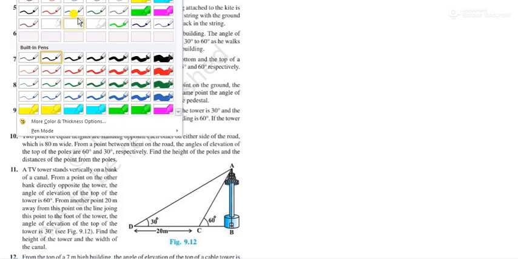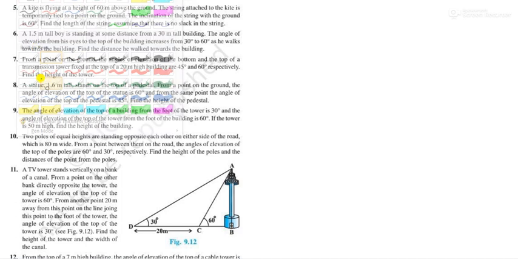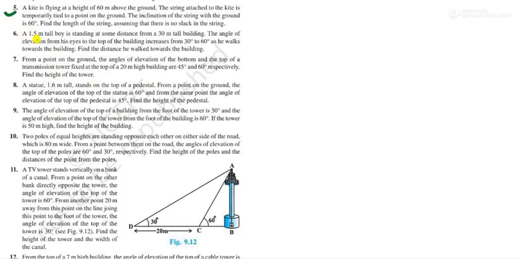Yeah, so this is the question. You can look at it. Question number 5. A kite is flying at a height 60 meters above the ground. The string attached to the kite is temporarily tied to a point on the ground. The inclination of the string with the ground is 60 degree. Find the length of string assuming that there is no slack in the string. Okay, so you have to just find the length of string.